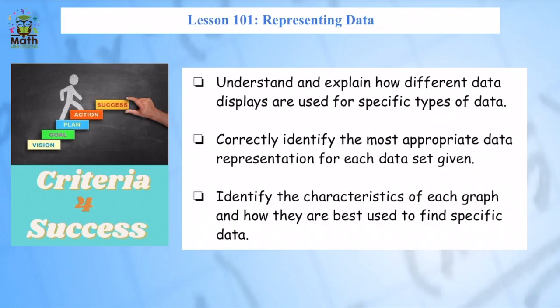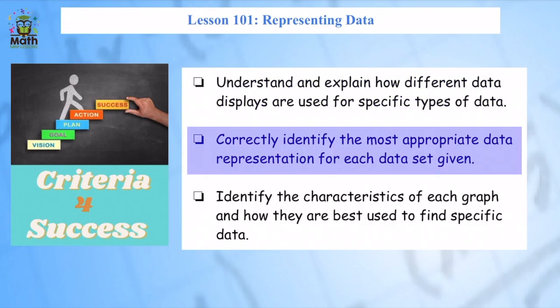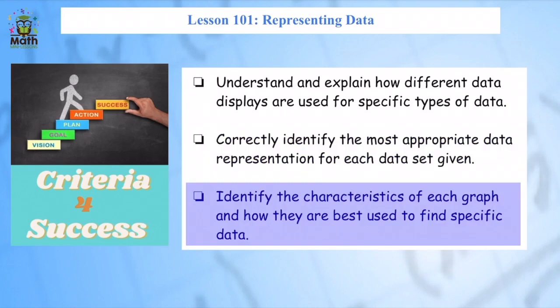Now that we've done box plots, box and whisker plots, line graphs, histograms, and circle graphs, we know a ton about different ways of representing data. So now we're going to show how we understand and explain how different data displays are used for specific types of data. We're going to learn how to correctly identify the most appropriate representation for each data set. And we're going to identify the characteristics of each data display and how they are best used to find specific information from the data.